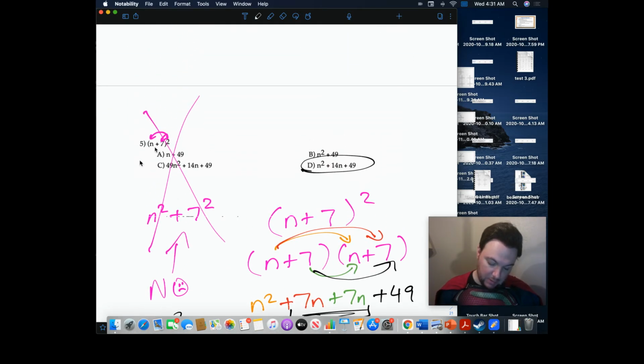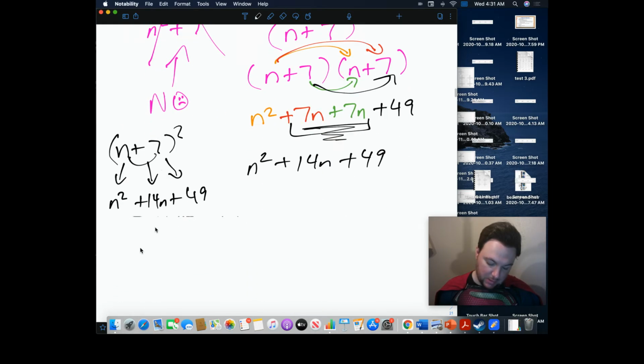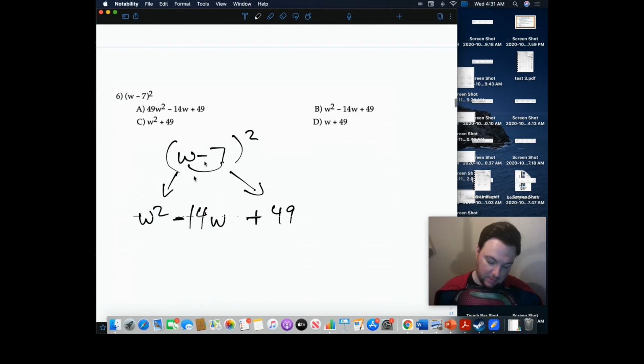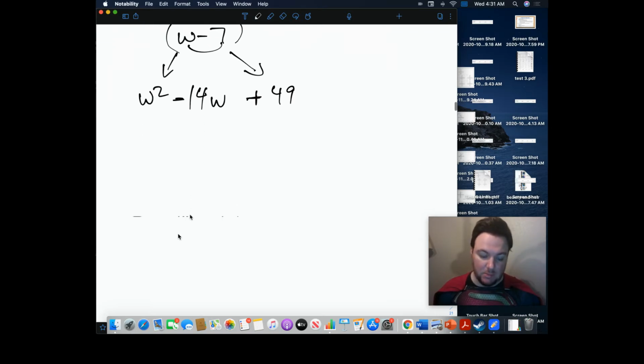Notice that this is almost the same process. The only difference between this process and this process is the signs. Because this one's positive, this becomes positive. Because this one's negative, this one's negative. The numbers actually match up too. It's just the letters and signs don't match up.